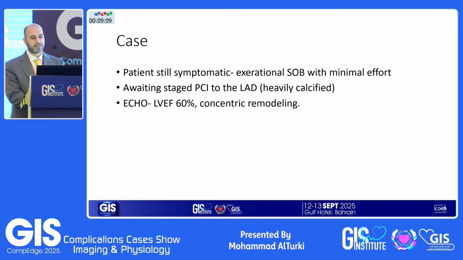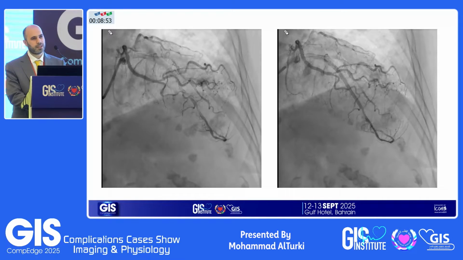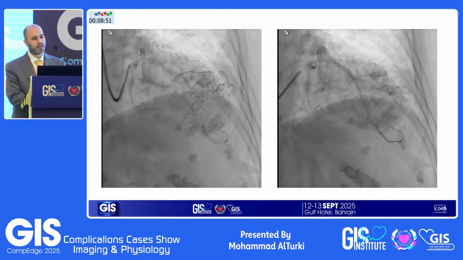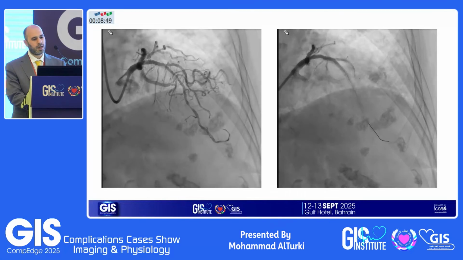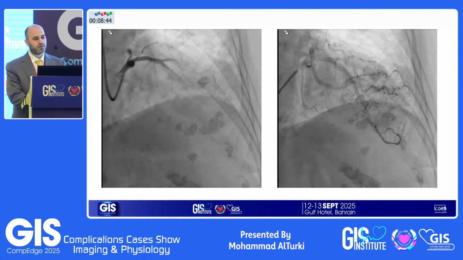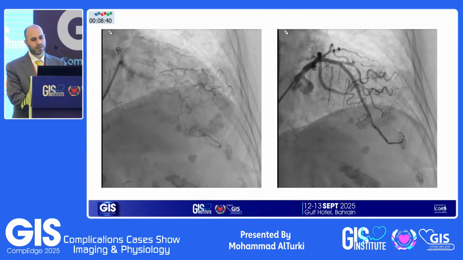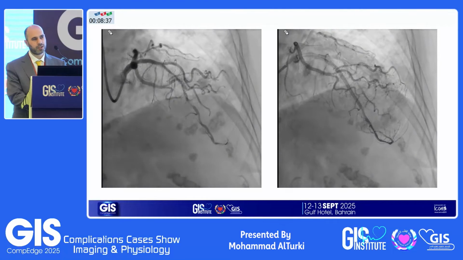The patient was symptomatic, with exertional shortness of breath with minimal effort. She was planned for staged PCI of the LAD. It was heavily calcified. Echo was normal. So we'll jump right into the case. The image on the left is the diagnostic angiogram, showing severe stenosis in the mid to distal LAD, which is heavily calcified. The plan was to use OCT and plan calcium modification.